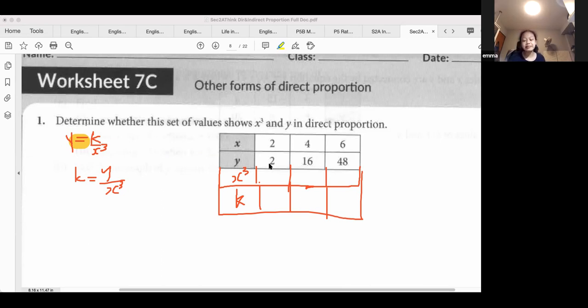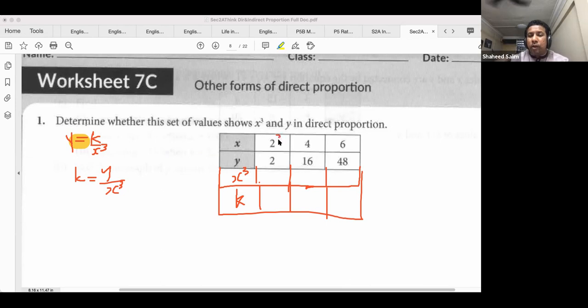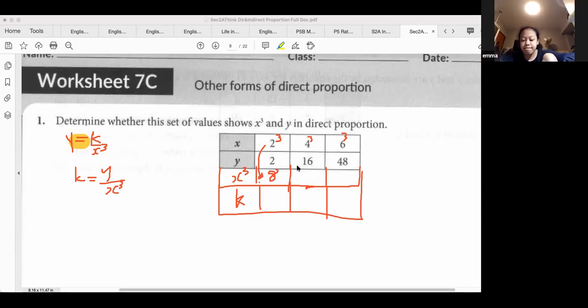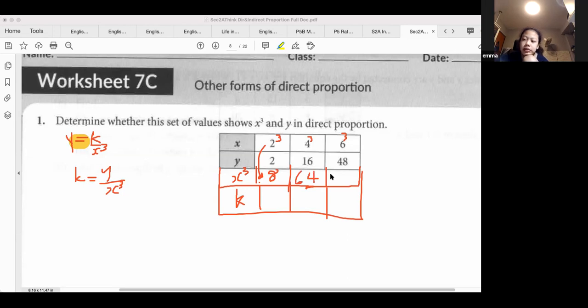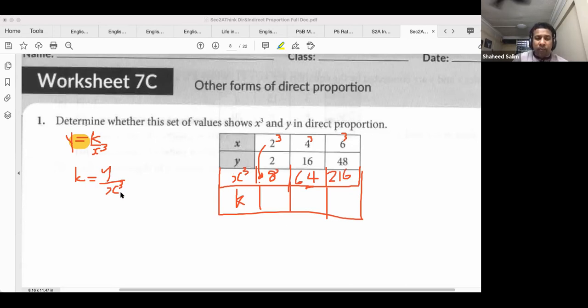One. No, K, this one to the power of 3. To the power of 3, what do you get? Cannot be 4. 2 times 2 times 2. 2 times 2 is 4 already. Times one more time, 8. 4 to the power of 3. Okay. 6 to the power of 3. 216. Good. Okay, now remember, you're going to find K, y divided by x to the power of 3.